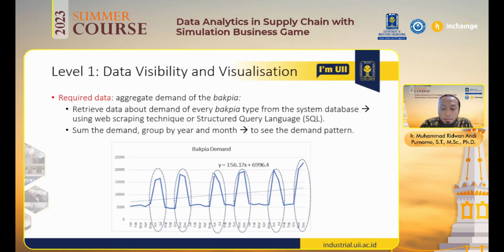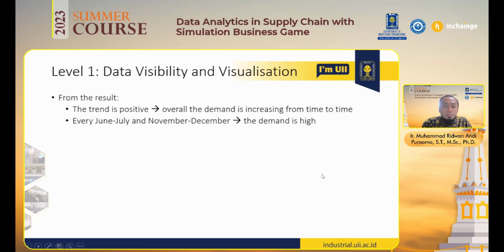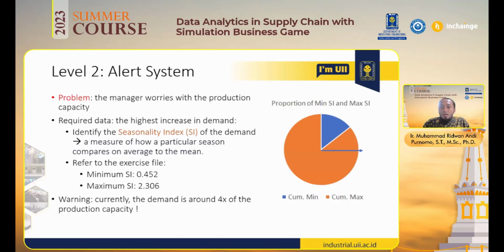Okay. We already understand, we already get the trend. And after that, from the result, we can conclude the trend is positive, and the overall demand is increasing from time to time, and also every June and July, November, December, the demand is high. This is insight. After we visualize our data, this is the first level. The second level, alert system.